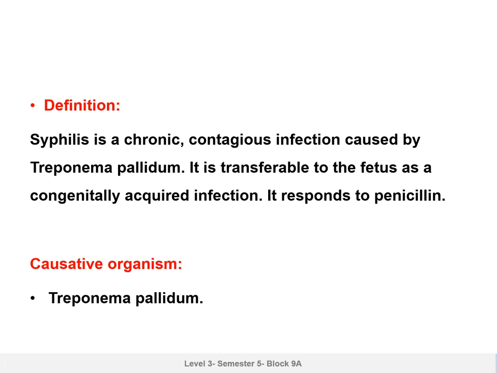Syphilis is a chronic contagious infection caused by Treponema pallidum, and if transferred to the fetus, it is a congenitally acquired infection. It responds to penicillin. It is sensitive to penicillin. The causative organism is Treponema pallidum.